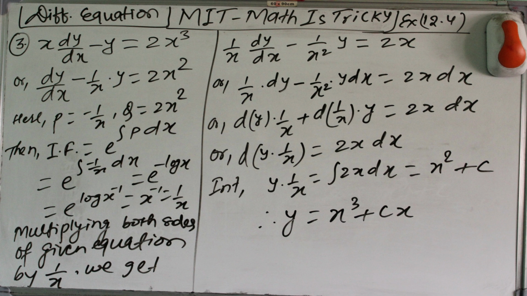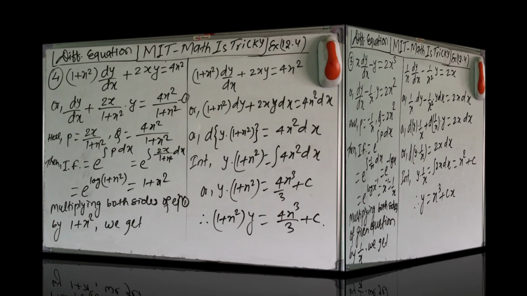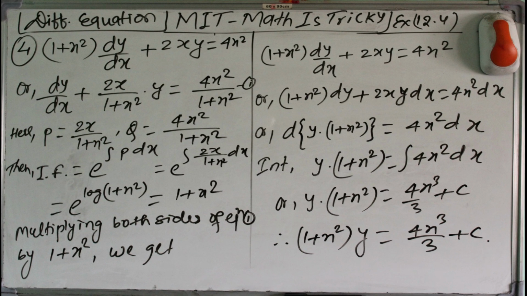This is the solution for question number 3. Now let's check question number 4. Question number 4 is (1 + x²) dy/dx + 2xy = 4x². So let's change this into linear form. By dividing both sides by 1 + x², we get dy/dx + (2x/(1 + x²)) y = 4x²/(1 + x²).